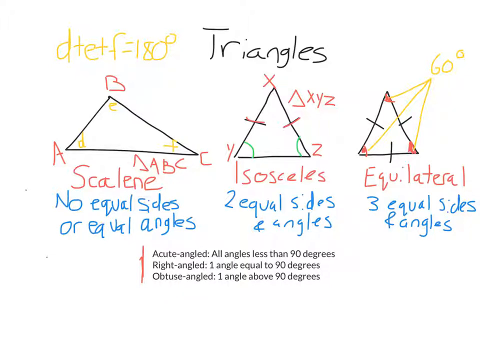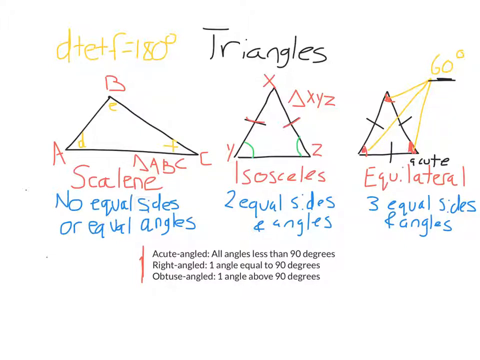For an equilateral, because all its angles are 60, all equilaterals are acute anyway. So there's no real point for equilateral triangles. They're always acute angled. But for scalene and isosceles triangles, we need to be able to determine which type of scalene or isosceles they are.